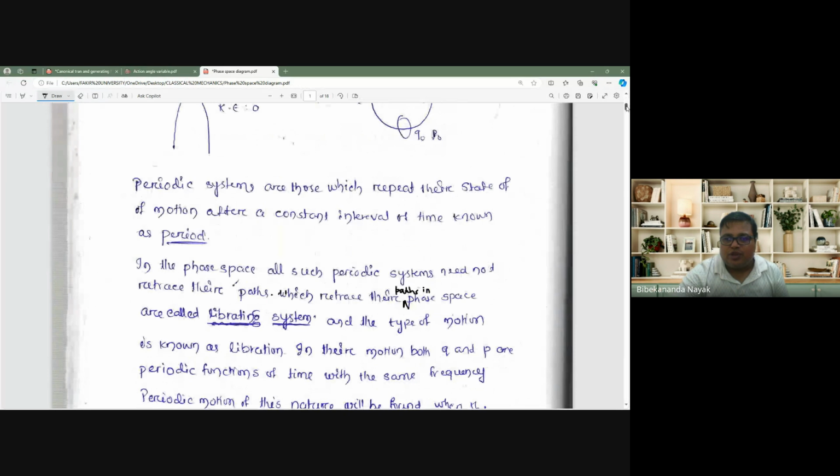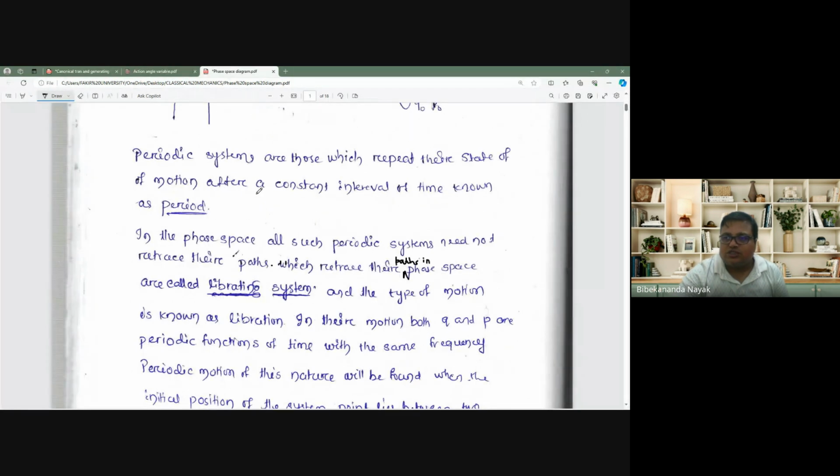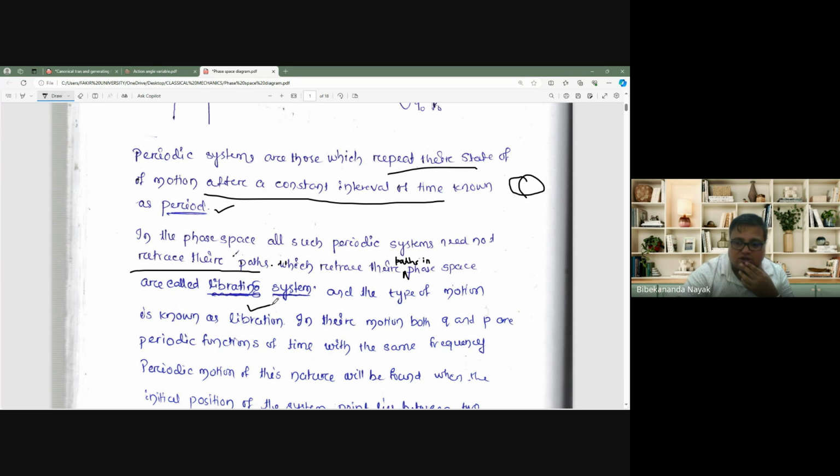Periodic systems are those which repeat their state of motion after a constant interval of time, known as the period. In phase space, all such periodic systems need not retrace their paths. Those with closed paths, which retrace their path in phase space, are called librating systems, and the type of motion is known as libration.